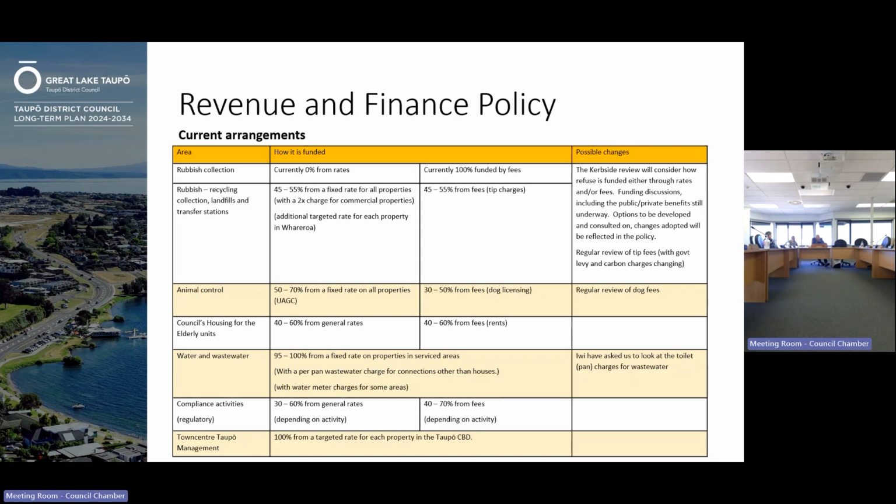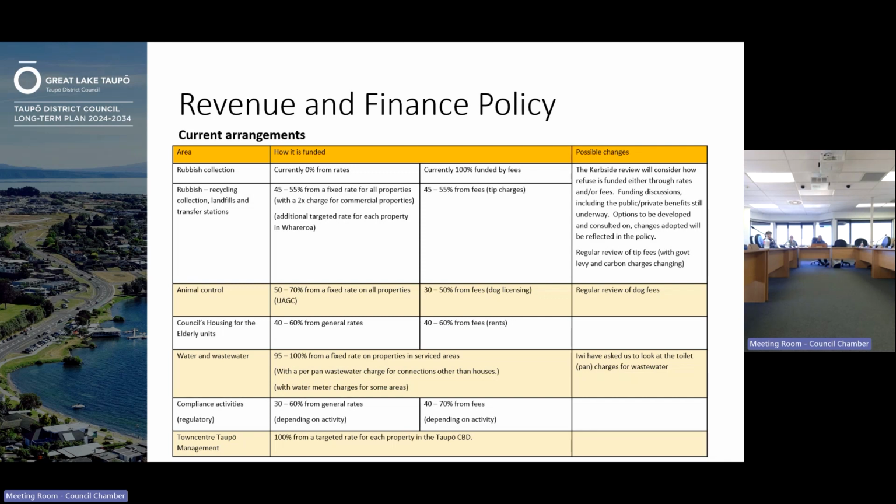Water and wastewater. Yeah. So again, most of that's charged as a fixed rate per property. So basically every household, despite the size, pays the same for those. But we do have a pan charge or a toilet charge for non-households, depending on how many toilets they have. So that sort of hits schools, it hits Marae. It's one that iwi have in particular identified that they feel stung by, and they've asked us to review. So that's something we'll be looking at to see what our options are.